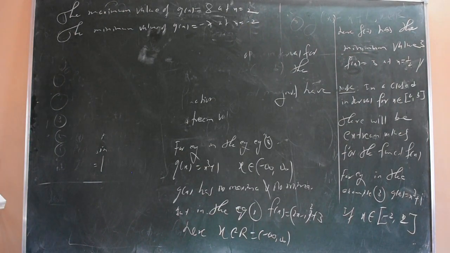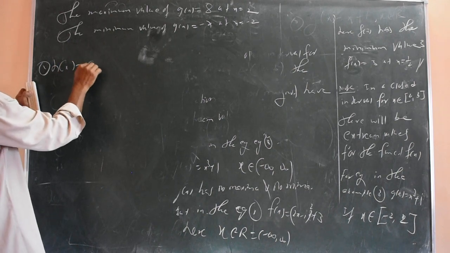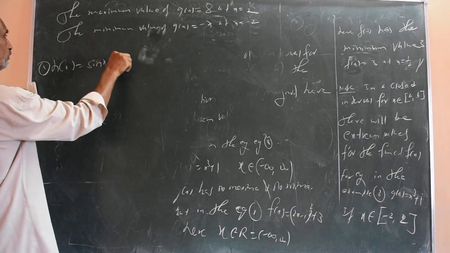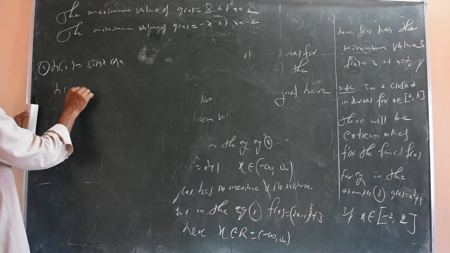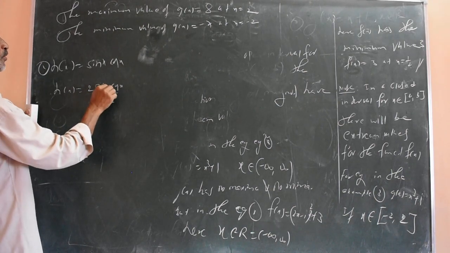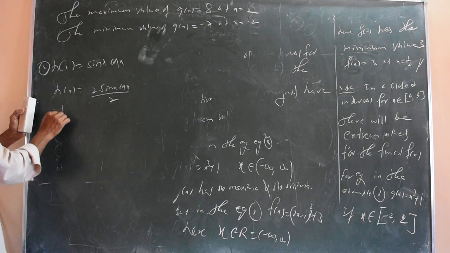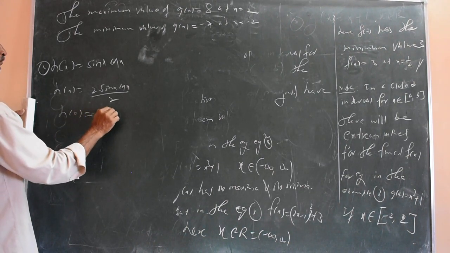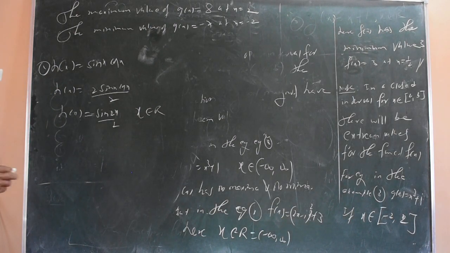Now coming to the next problem. h of x is equals to sin x cos x. Sin x cos x can be written as 2 times sin x cos x upon 2, that is, 2 is divided and 2 is multiplied. That is h of x is sin 2x upon 2. We know that here x also belongs to R. x takes any angle between minus infinity to plus infinity.